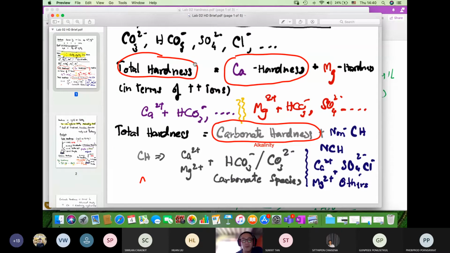So this is how we determine the magnesium hardness, and the total hardness we can determine from the labs. What if you want to find out the carbonate hardness and non-carbonate hardness? The total hardness can be determined by the titrimetric method, but for the carbonate and non-carbonate hardness we cannot measure it directly. But one thing we know is carbonate hardness is the hardness caused by the carbonate species.